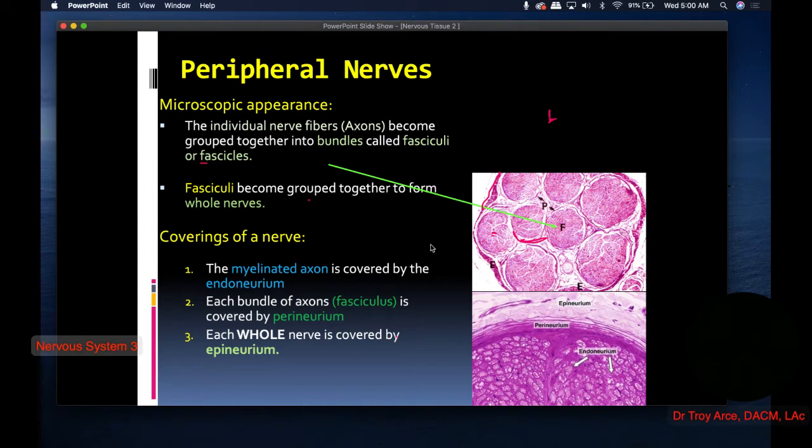So don't worry so much about the microscopic. This is just for your knowledge, but the individual nerve fibers, the axons, become grouped together into bundles called fasciculi or fascicles. And fasciculi become grouped together to form whole nerves. And the coverings of the nerves, we talked about the myelinated axon is covered by the endoneurium, and each bundle of axons, the fasciculus, is covered by the perineurium. Each whole nerve is covered by the epineurium.